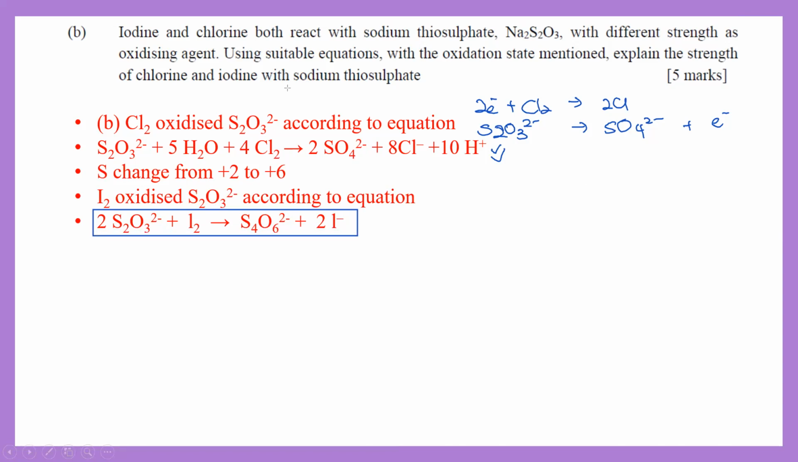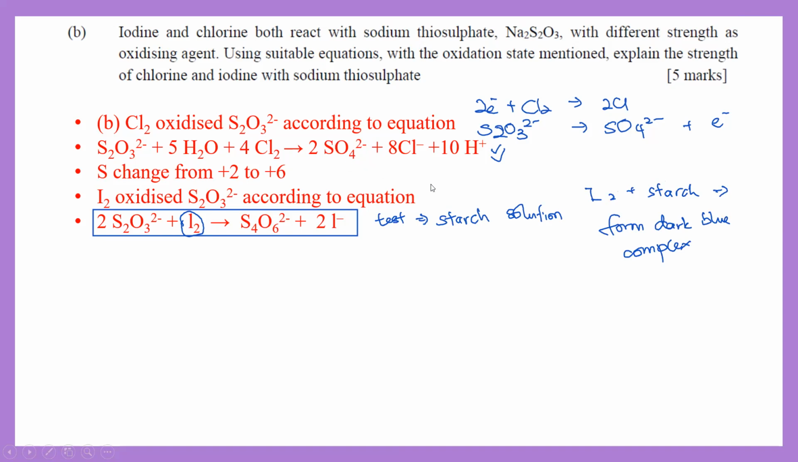Why? Because how much iodine reacts with the sodium thiosulfate will later be tested with what we call the starch solution. In starch solution, when I2 meets starch, you will form a dark blue complex. Once the dark blue complex is no longer formed, it will remain as the yellow color. That means the iodine has reacted completely.